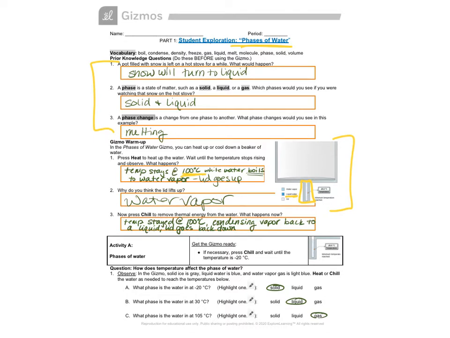And then if we press chill to remove the energy, the thermal energy, you'll see the lid go back down. The temperature will stay at 100 though. It'll say that it is condensing. So earlier we were boiling and now we're condensing. The water vapor is going down, and the liquid water is going back up because the vapor is turning into liquid.